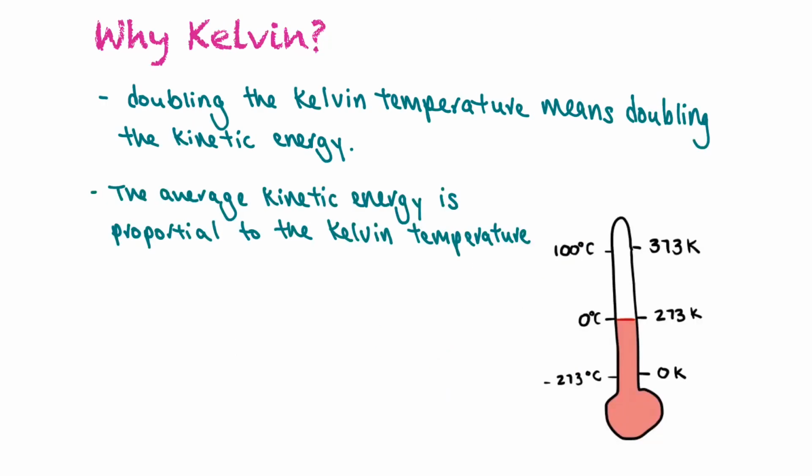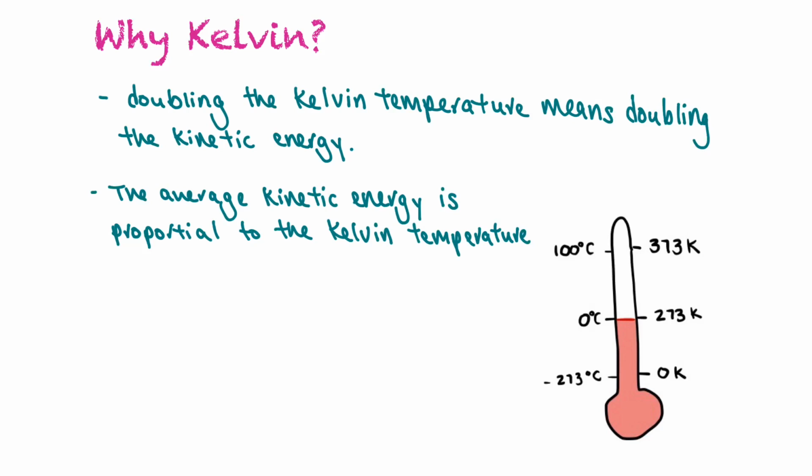So in chemistry, we tend to use the Kelvin scale. And the reason why is when we double the Kelvin temperature, we're doubling the kinetic energy at the same time, because the average kinetic energy is proportional to the Kelvin temperature. So while we're more used to using the Celsius scale, it's much more important that we use the Kelvin scale, because then we can use these proportional relationships to determine the kinetic energy of the reactants or products.